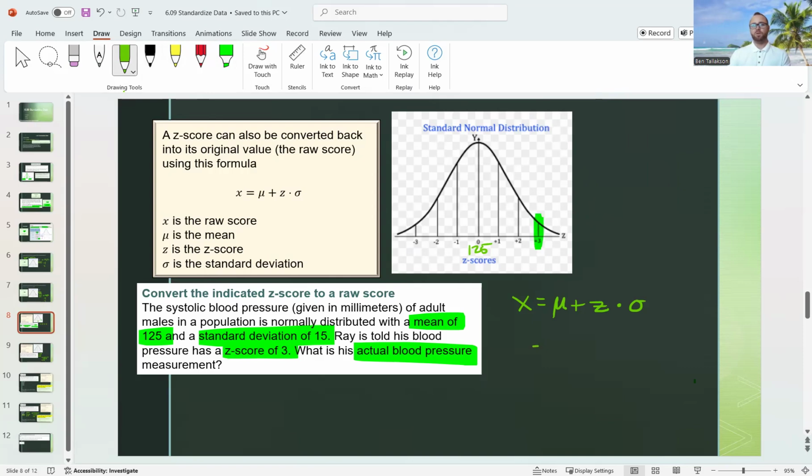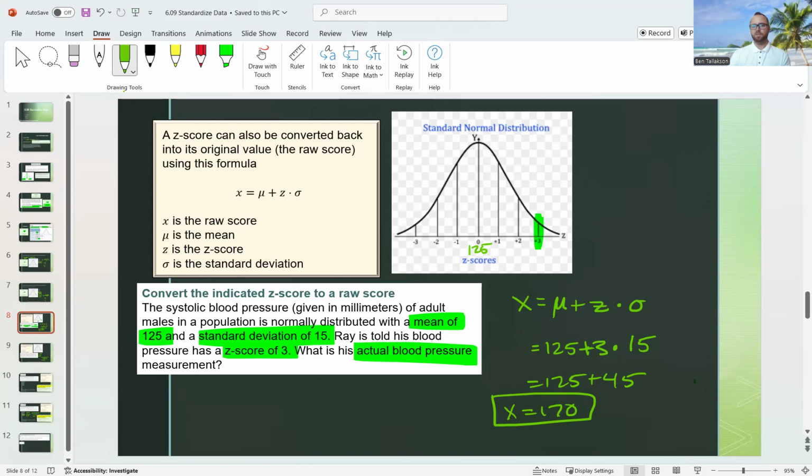Okay, so let's use the formula to let him know what his actual blood pressure score is. We have the mean, 125 plus, what do we need? Z-score of 3. Sorry, that should be plus. And then standard deviation of 15. PEMDAS to multiply and then add, raw score of 170.